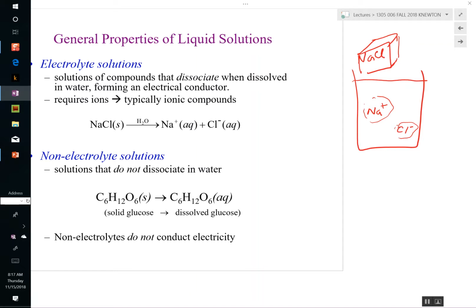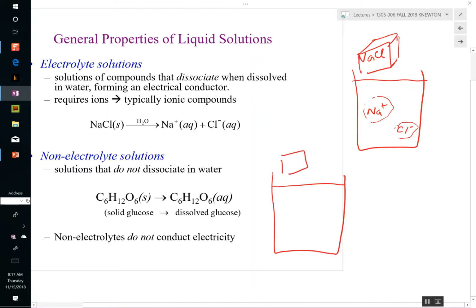If you take sugar, if you take a cube of sugar, here we have C6H12O6, and you put it in water, what actually is floating around in the water are molecules. They're still surrounded by water, but they are individual molecules of glucose floating around in the water.